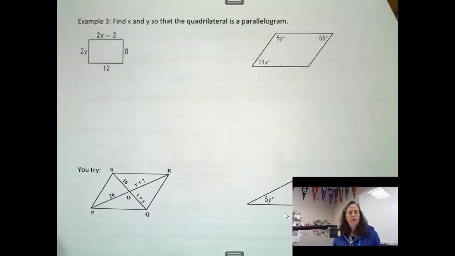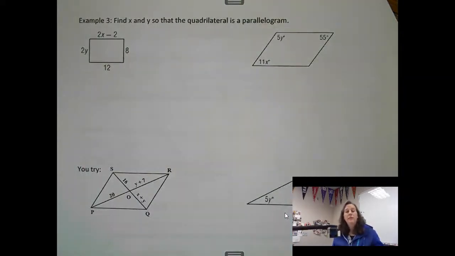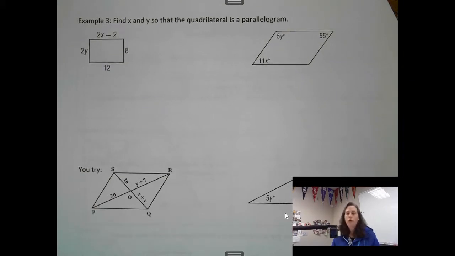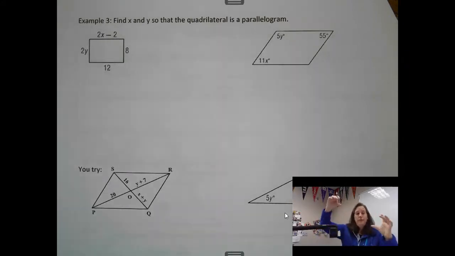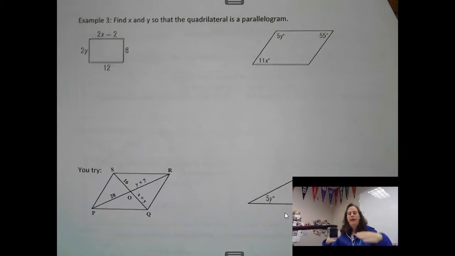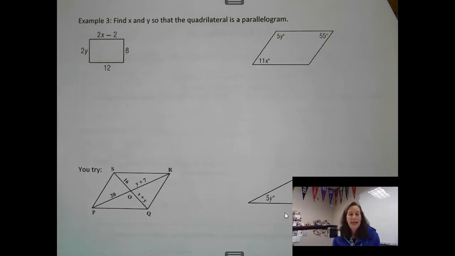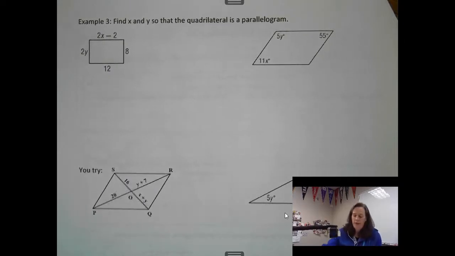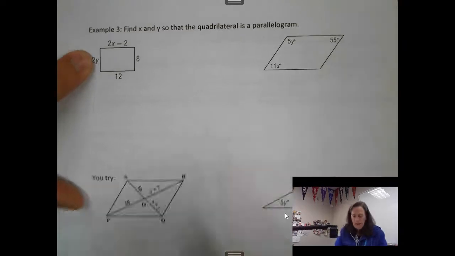Let's see, example 3. Find x and y so that the quadrilateral is a parallelogram. So we want to force these to be parallelograms, which means opposite sides need to be congruent and opposite angles need to be congruent, and our diagonals need to be bisected. So we're going to make that happen by setting them equal to each other.